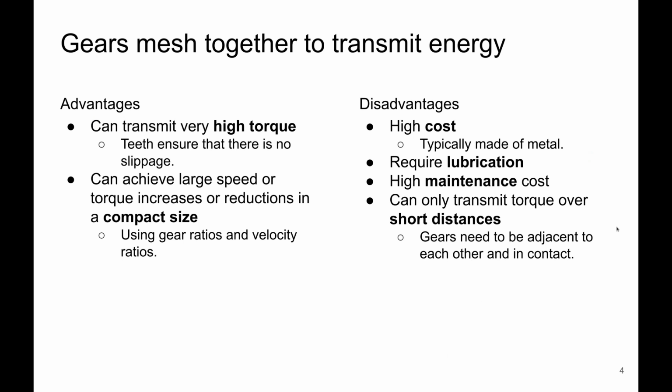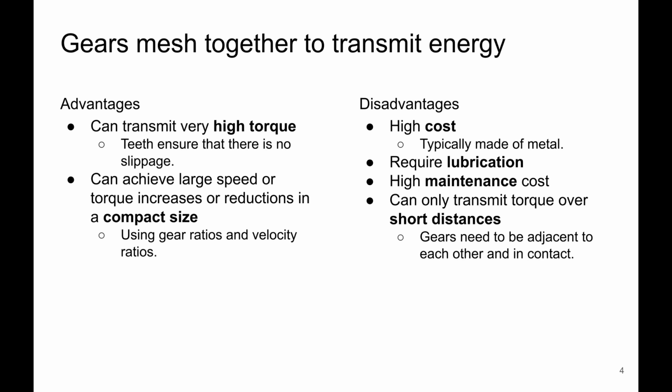Now, gears mesh together to transmit energy, and that's how they work. The advantages of gears compared to other drive systems, for example belt drives, is that gears can transmit very high torque. The teeth ensure that there is no slippage between gears, and that contributes to the ability of the gears to drive high torque. They can achieve very large speed or torque increases or reductions in a very compact size, and we'll use gear ratios to demonstrate this, and velocity ratios, which we'll see later in this module.